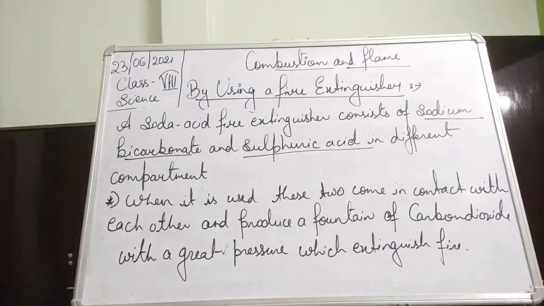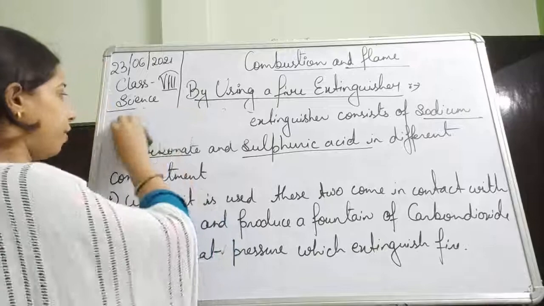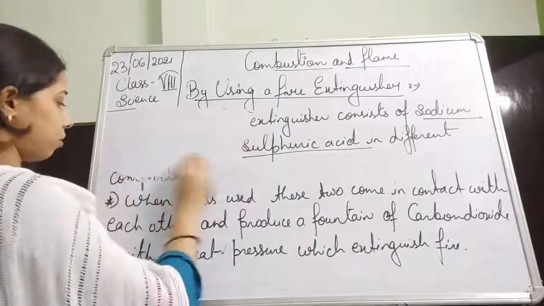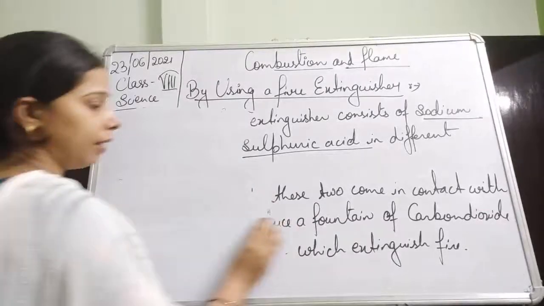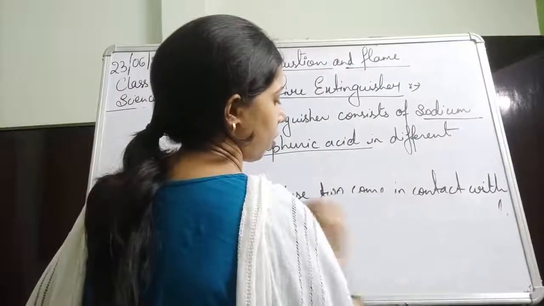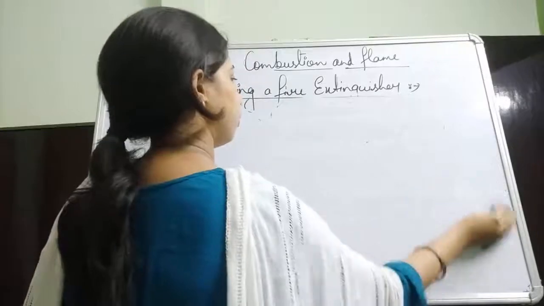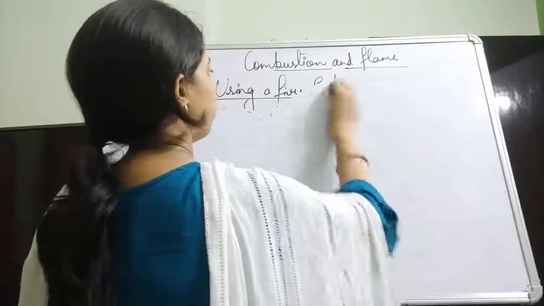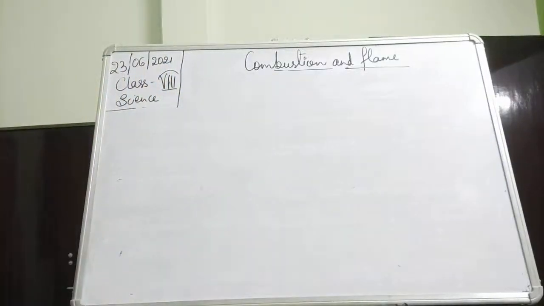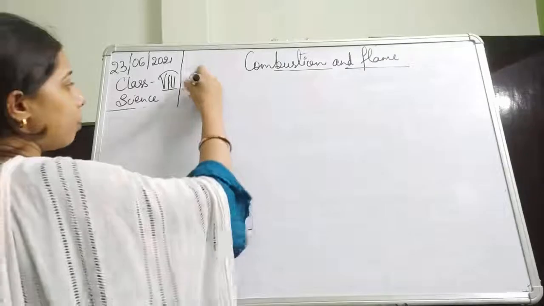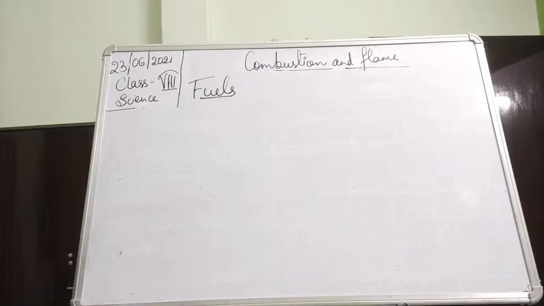Moving on, we will see fuels. Fuels are also of different types: solid fuel, liquid fuel and gaseous fuel. So, let us write fuel. What do we understand by fuel? Fuel is the substance which produces energy on burning.